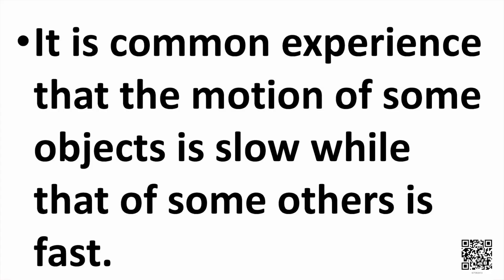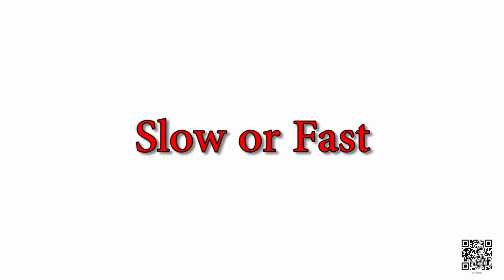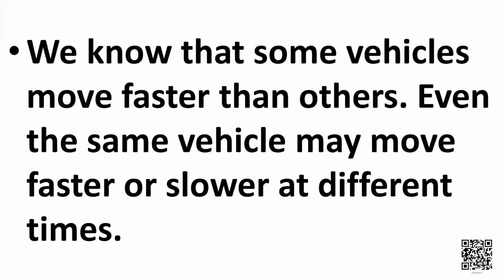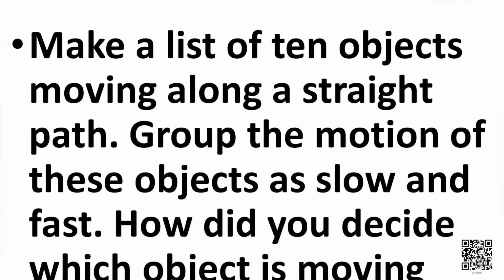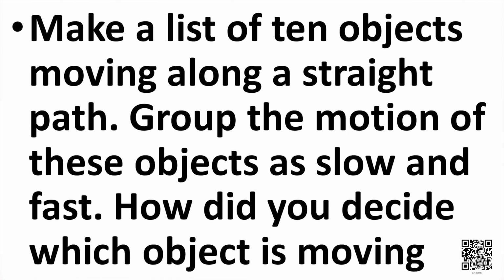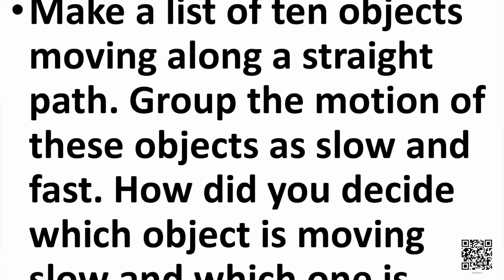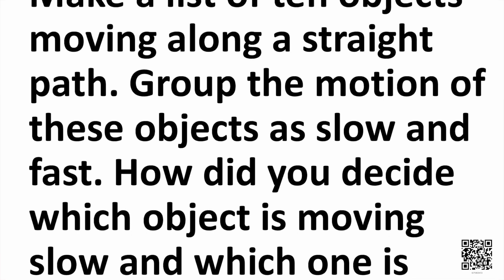So students, it is common experience that the motion of some objects is slow while that of some others is fast. So with this we will start our first topic of this chapter, that is slow or fast. Now we know that some vehicles move faster than others. Even the same vehicle may move faster or slower at different times. You can make a list of 10 objects moving along a straight path. Group the motion of these objects as slow and fast.